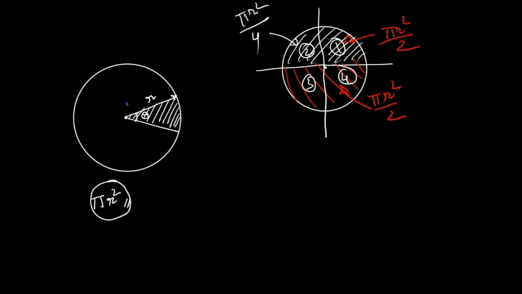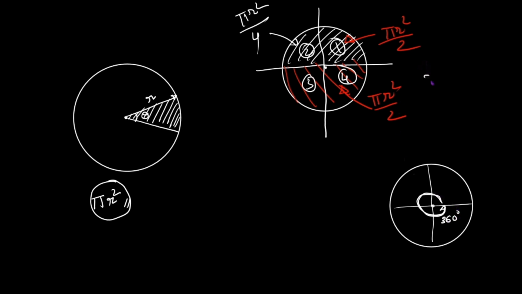So sector angle in this sense, right? For the circle, if this is the center, what is the angle it is covering? It is covering fully 360 degrees, right? What is the total angle of this circle? This full covering is a 360 degree angle. So the 360 degree angle covering the area is pi r square, right?